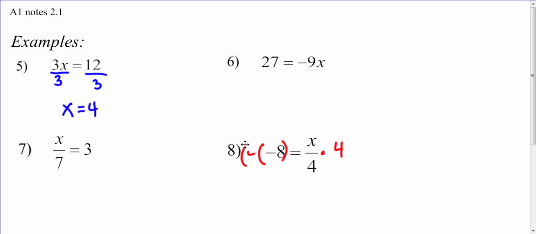You'll note that I'm using parentheses on this left side. That negative symbol there can get a little confusing if I think it's subtraction instead of multiplication here. So negative 32 equals x divided by 4 times 4. That's simply x. Okay, again, pause the video, work the other two questions here, 6 and 7, and then we'll hit play and compare your answers.